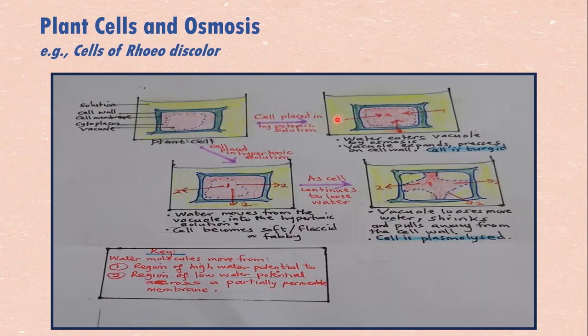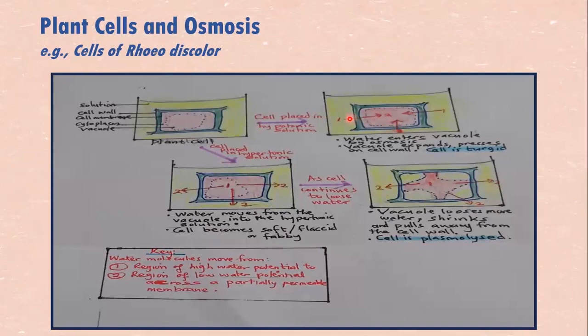Now, the hypotonic solution, we have explained the key here. The hypotonic solution has a high water potential, this one, and the cell contents has a lower water potential because the hypotonic solution has fewer solids. Here, higher solids. So water molecules move from the region of high water potential into the cell, the region of low water potential, across the partially permeable membrane, and that is osmosis.